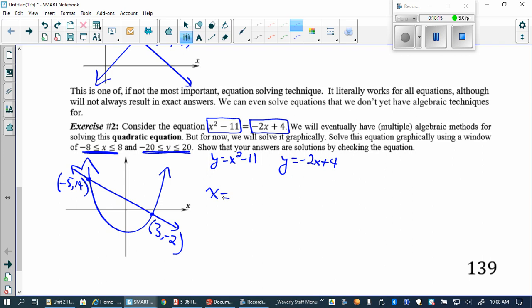Negative 5. Or x equals what? What's the other x value? 3. So these are the two solutions to that equation up top.